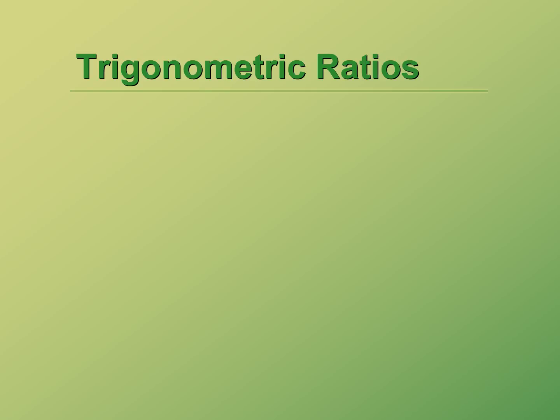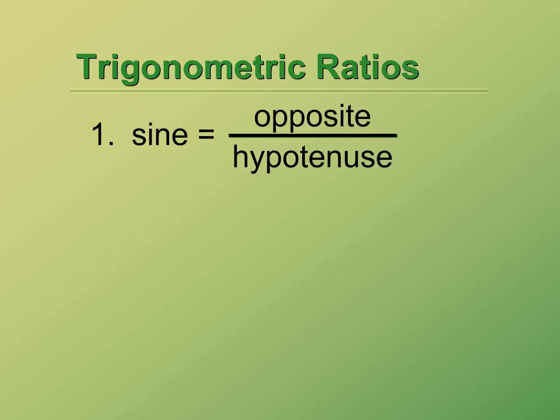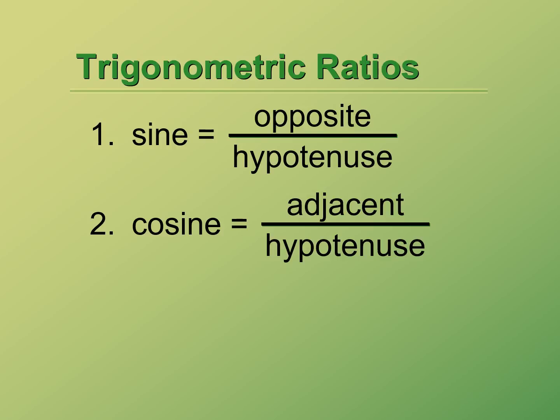So let's go over the trig ratios. They have very peculiar specific names. The first one is called sine. So sine is the ratio, and ratio means fraction, of opposite over hypotenuse. So you're looking for the opposite side divided by the hypotenuse of that triangle. So your second trig ratio is called cosine. And cosine is the ratio or the fraction of adjacent over hypotenuse. So you're looking at your adjacent side over your hypotenuse.